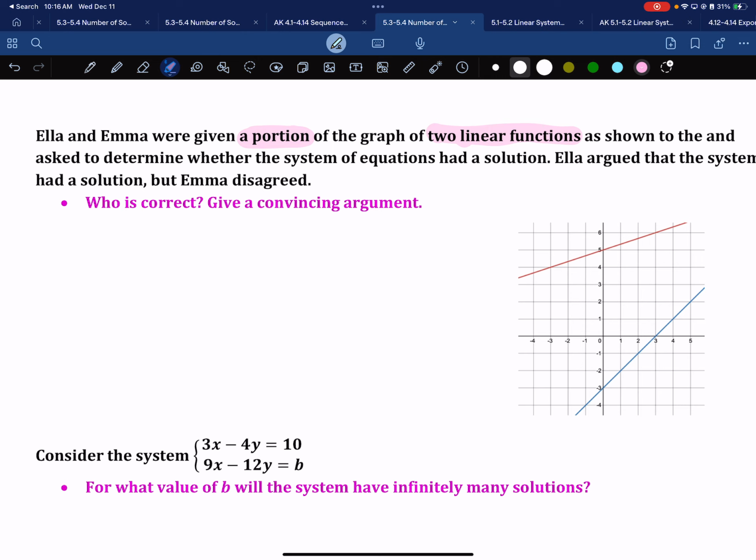Why do you think she asked that? Why would she have asked that? Yeah, because looking at this portion, it doesn't look like they intersect. But if the lines keep going, they would intersect. Why would they intersect? Yeah. They have different slopes, right? The lines are not parallel. So since the lines are not parallel, they will eventually intersect.